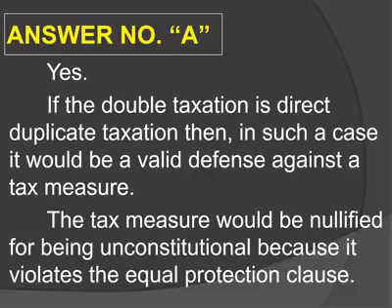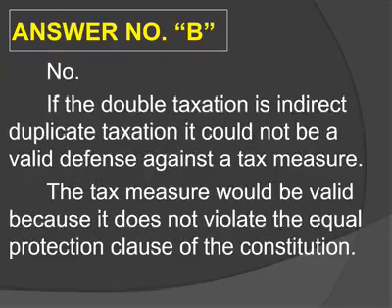So, yes, if the double taxation is direct duplicate taxation, then in such a case, it would be a valid defense against a tax measure. The tax measure would be nullified for being unconstitutional because it violates the Equal Protection Clause. Then you have the other one. The first one is yes, this one is no. Reread this in order to be able to internalize the issue. If the double taxation is indirect duplicate taxation, it could not be a valid defense against a tax measure. The tax measure will be valid because it does not violate the Equal Protection Clause.